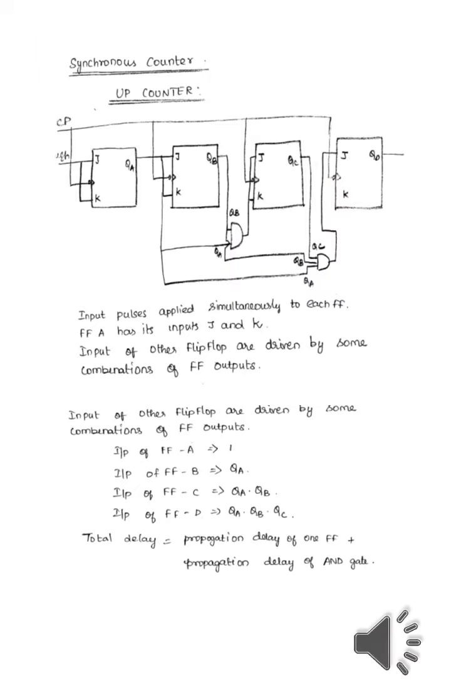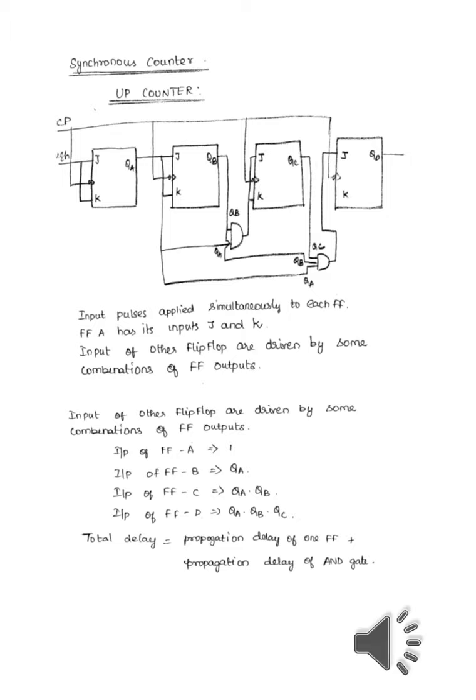The next we will see will be the synchronous up counter. I think for the state diagram and transition table, it takes much time for a 4-bit synchronous counter, so I think we need not draw anything. We can directly draw the diagram and the truth table.